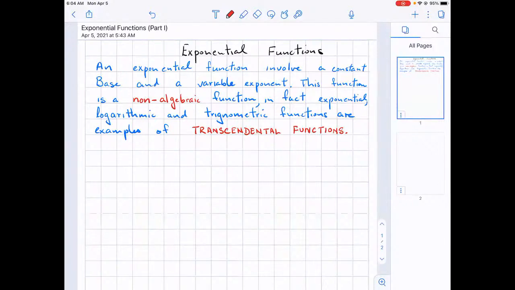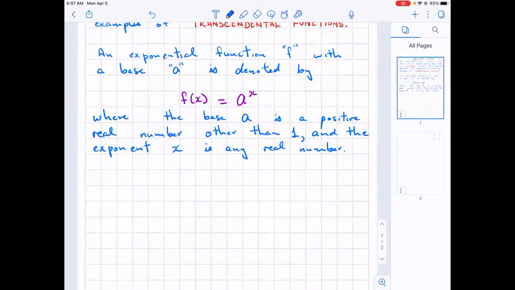You will see in an exponential function, the base is what we denote by a. For example, if we look at f of x is a to the x, a is a positive real number. So the base a is called the base, and that has to be a positive real number other than 1. So it's very important: the base cannot be 1 in an exponential function. And the exponent x can be any real number.